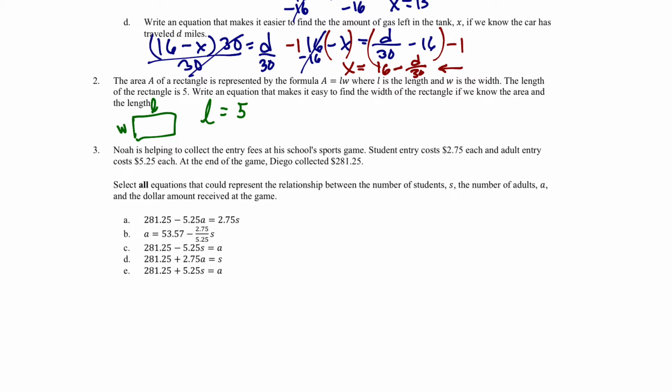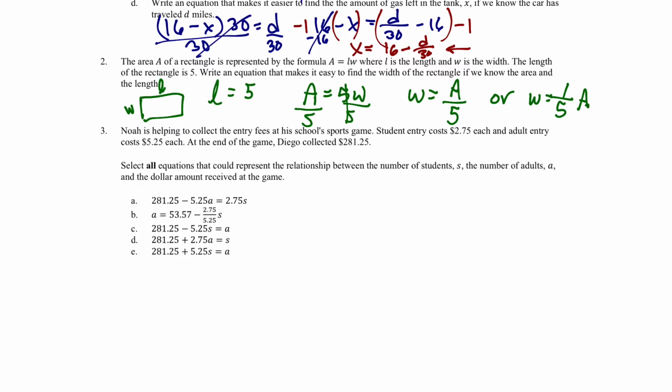So if we are looking at A equals 5W, and it says now let's make it easy to find the width. To get the width by itself here, we have multiplication happening. So our opposite, our inverse of that, is going to be division. We can divide both sides by 5, and you will get W equals A over 5. You could also write that as W equals 1/5 A. That would also work.